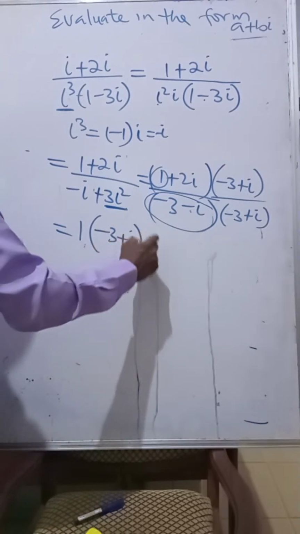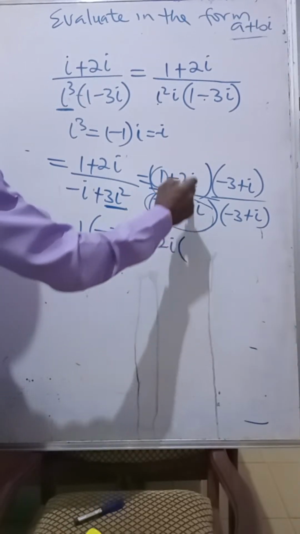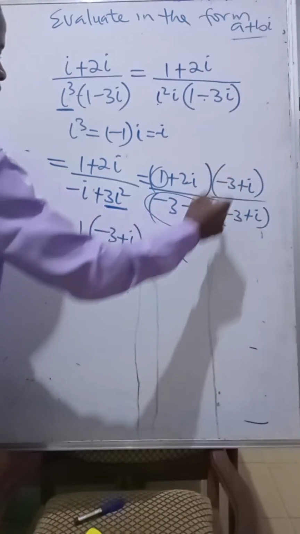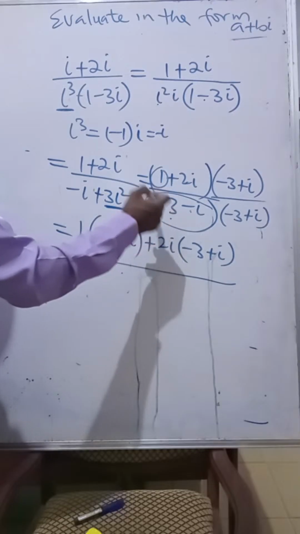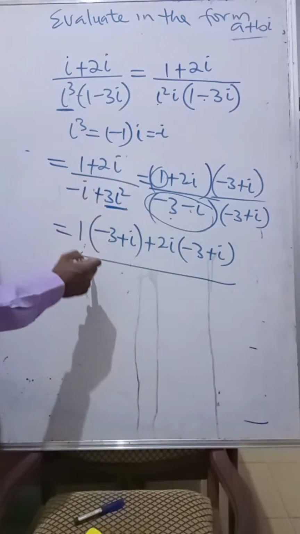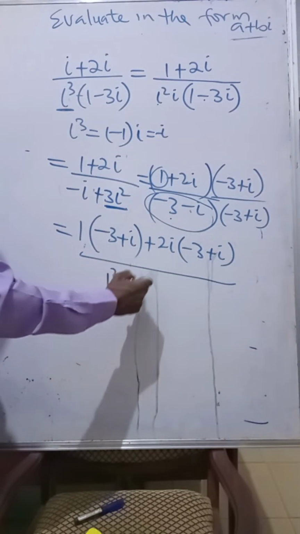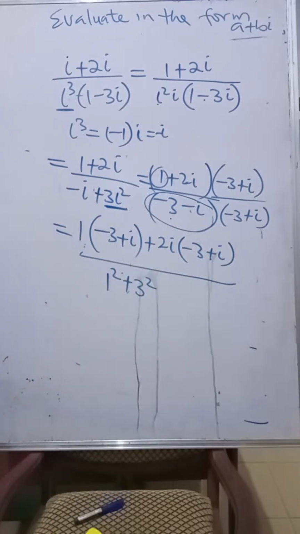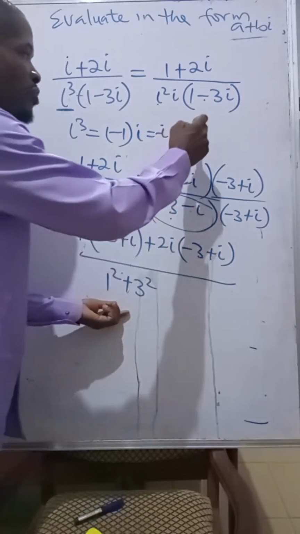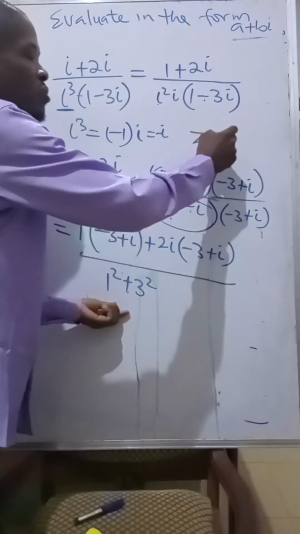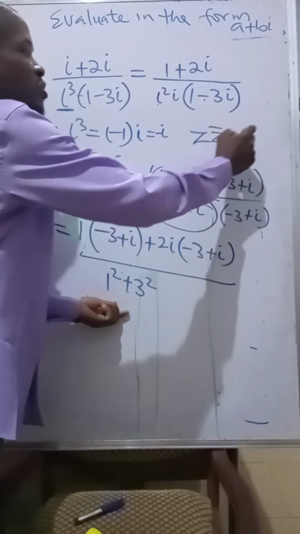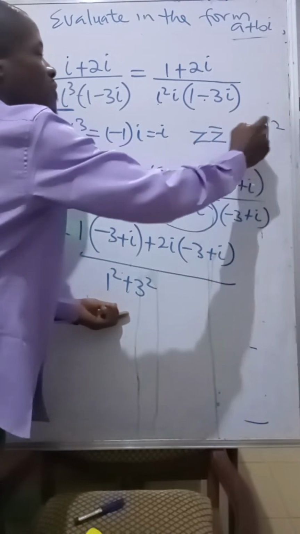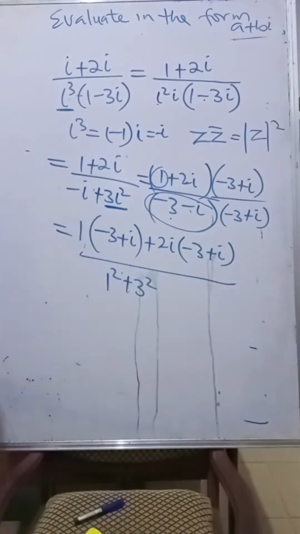Okay, then plus 2i times the second brackets, all over. This one will just be what? The complex number is 1 squared plus 3 squared. So you save your time if you use this identity: a complex number times its conjugate gives you the square of the absolute value of that complex number.